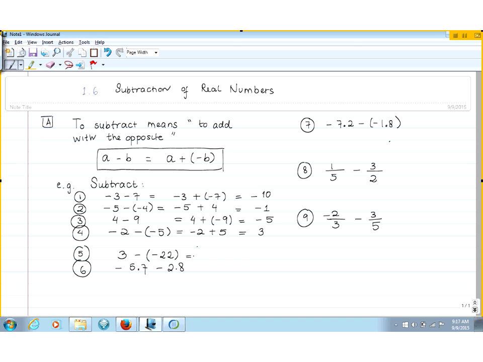So let's start. What's the answer to number 5? 25. How do you get 25? 3, this is minus, so plus. What is the opposite of negative 22? 22. So 3 plus 22 is 25. However, if you know exactly just by looking at this, this is 3 plus 22, you don't have to write it. You can write 25 directly. Good. Now, what about number 6?